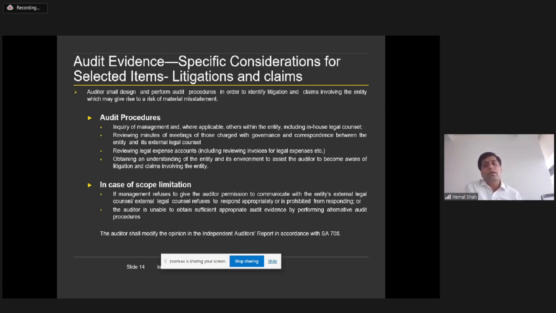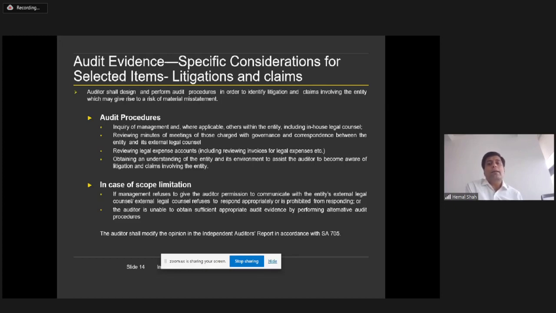If it is external legal counsel, then of course the auditor will have to go through and have a meeting at least with the external legal counsel to ensure if there are any litigation which is impacting the company. Second is review of minutes. Minutes of the board meeting, minutes of the audit committee.